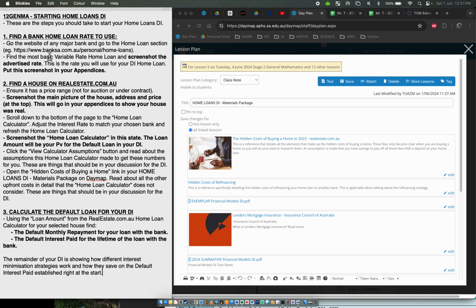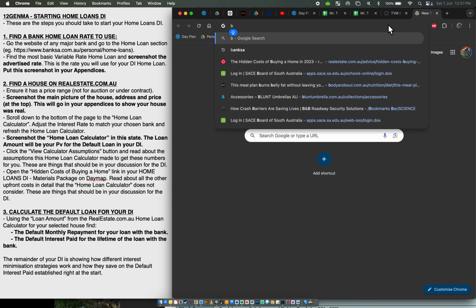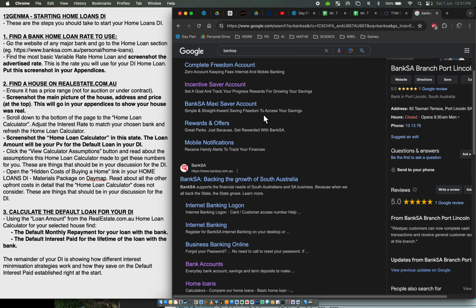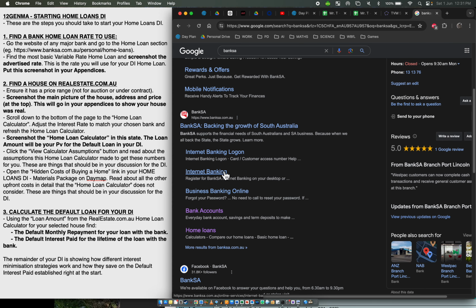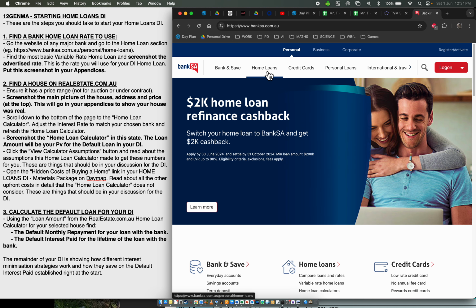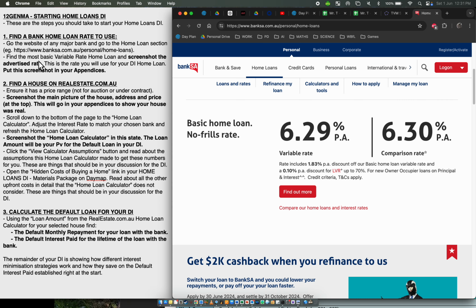So the first thing you need to do is go to the website of any major bank and go to the home loan section. So I'm familiar with the Bank SA, so I'll do that. The home loan section is usually advertised, so that's an ad. When it says sponsored, scroll down, you've got home loans there, or you could go to the main website and look for the home loans tab, and that's literally what you're looking for.